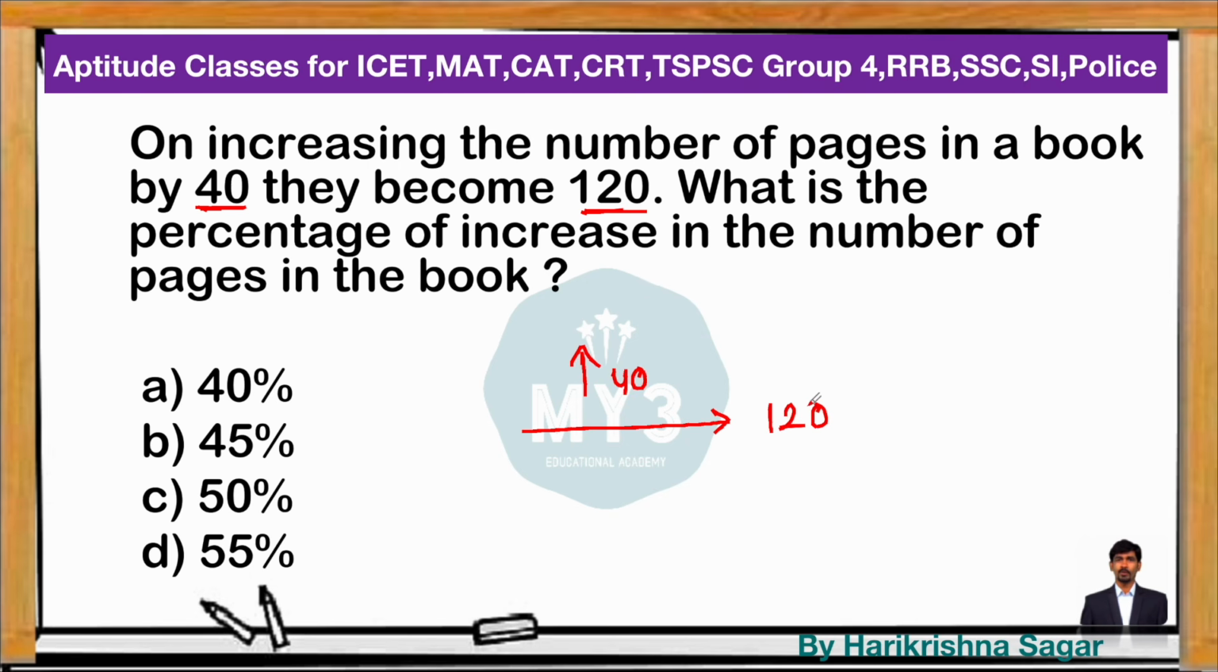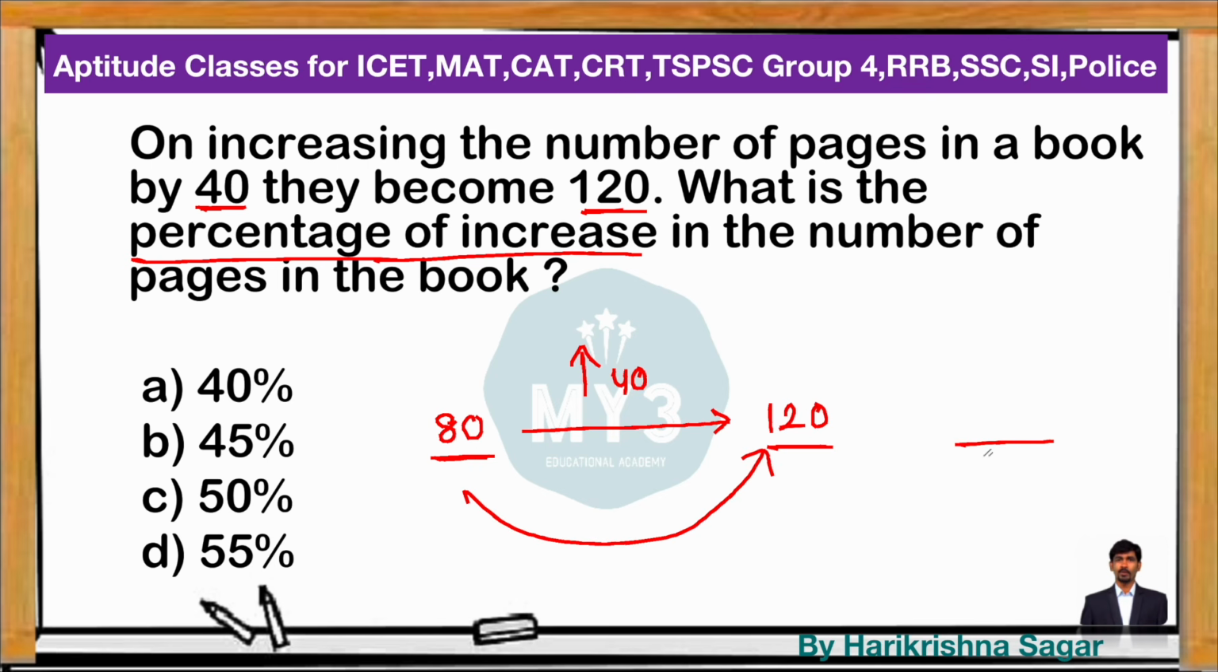After increasing 40, it is 120, means can I say my initial number of pages are 80? Initial number of pages are 80, because if you increase 80 by 40, it will become 120. Here the question is, what is the percentage increase in the number of pages? So initial number of pages are 80, 80 become 120.